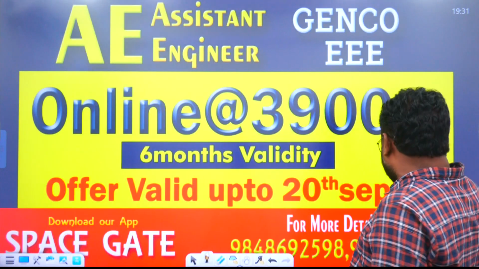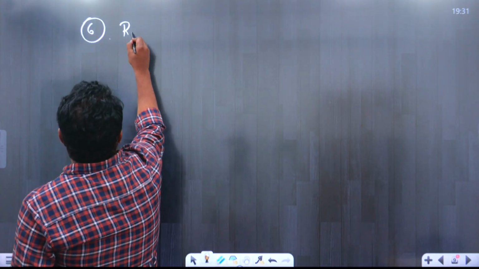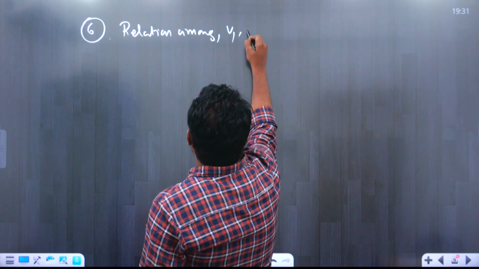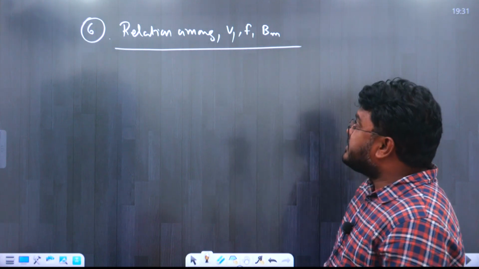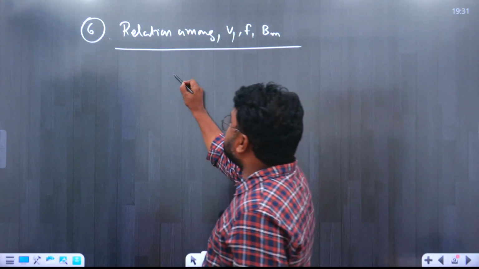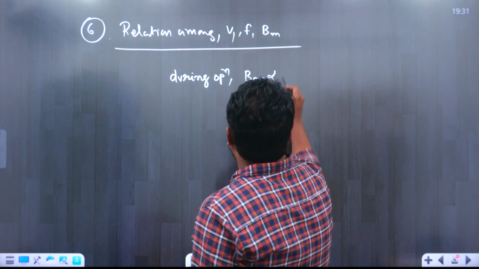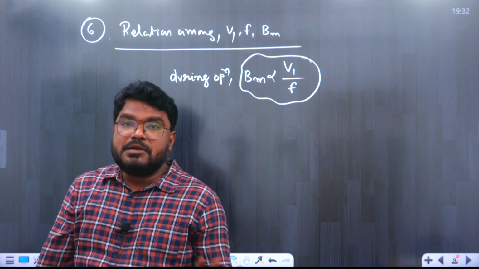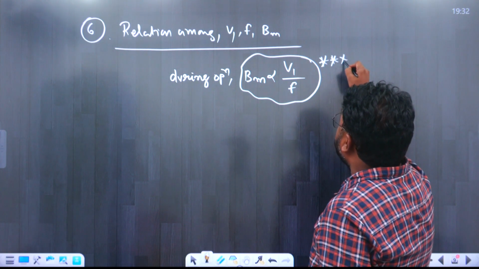And another observation, the sixth short note or sixth possibility of the question, is the relation among the applied voltage, the frequency and the flux density of the transformer core. During operation of the transformer, the flux density is directly proportional to the V by F ratio. Always, flux density is directly proportional to the ratio of applied voltage to the frequency. This is a very important relation in the entire transformer discussion.